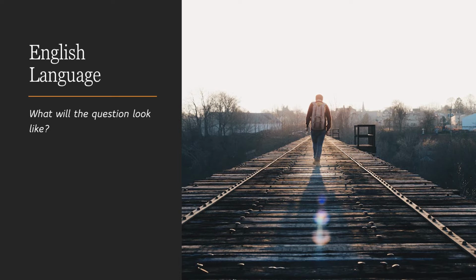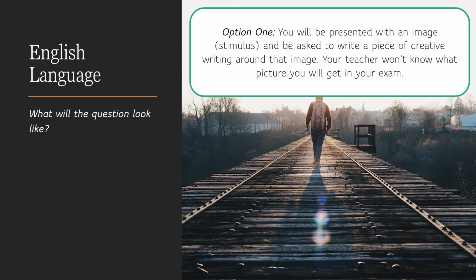When we take a look at the creative writing question, you'll notice that you'll get two options. The first one, option 1, will be where you're faced with a photo or an image. This is often referred to as a stimulus, and it is there to help you to come up with some ideas and to help build on your creative writing. So option 1, you'll be presented with an image. We call that a stimulus. Again, that's supposed to be there to help you come up with ideas. And you'll be asked to write a piece of creative writing around that image.